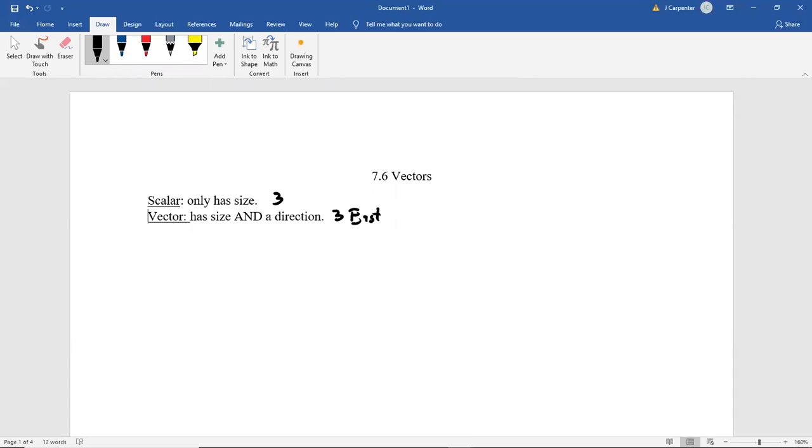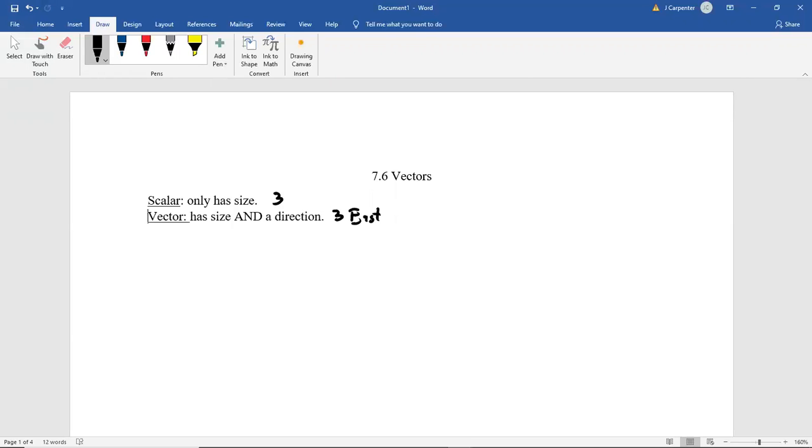Another way of comparing a scalar versus a vector: if someone says that they are driving 55 miles an hour down the highway, 55 miles an hour is a scalar because it says how fast they're going, but it doesn't tell you what direction. But if you said I'm going 55 miles an hour directly north, that would be a vector because it has speed and direction.